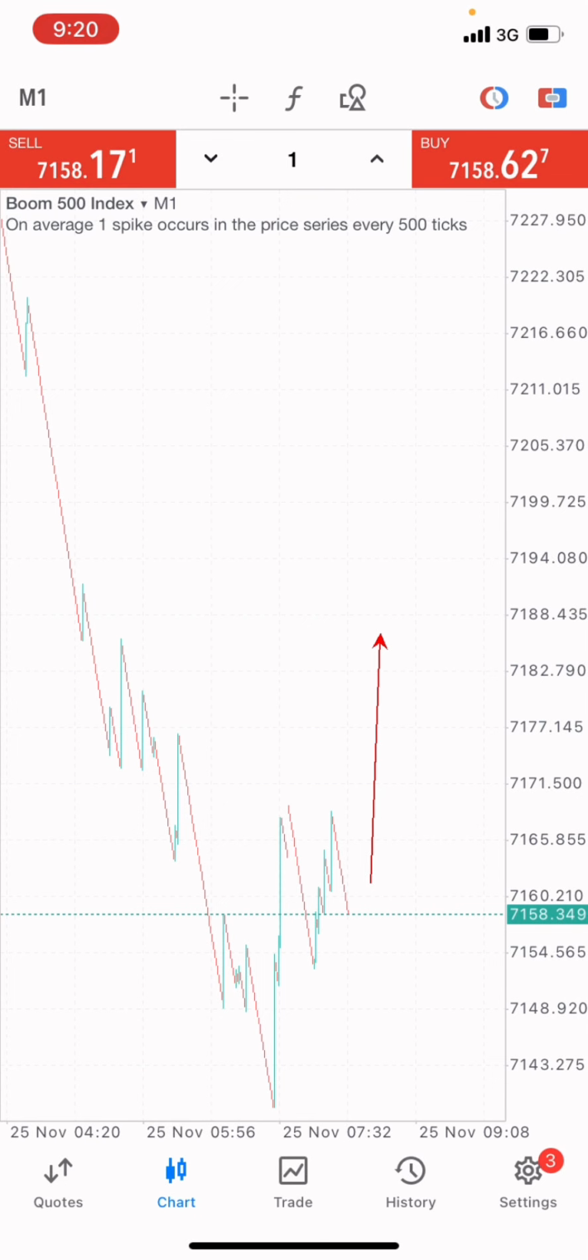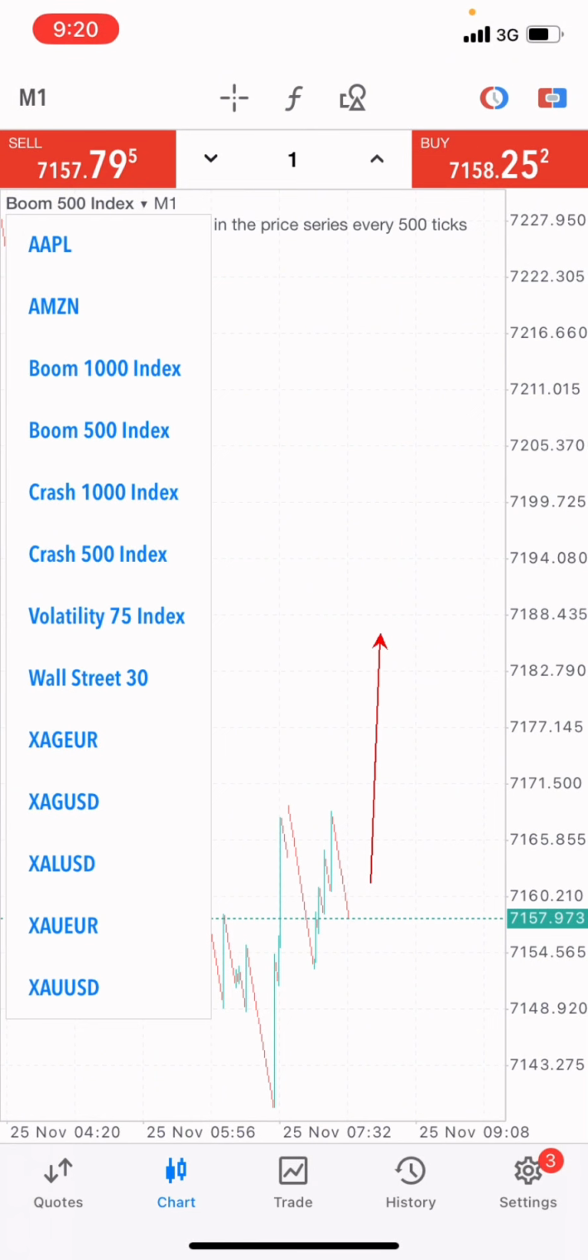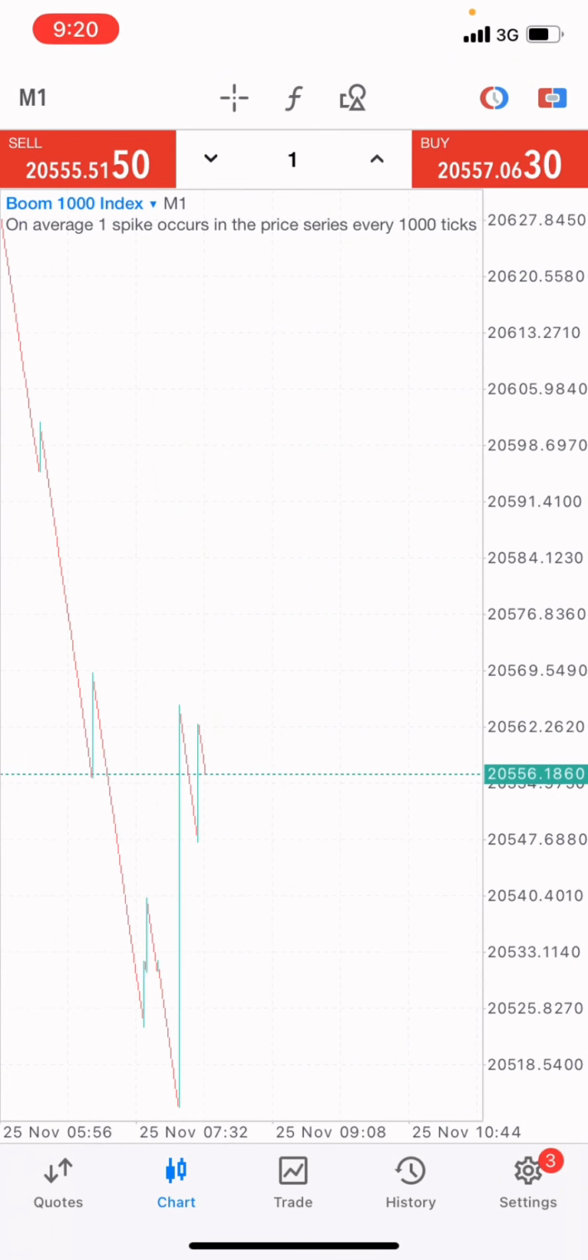Remember that when you're trading this type of market, you want to be extremely careful, and also look at other indices, look at other trading markets like Boom 500, Boom 1000, Boom 300, Crash 500, Crash 1000. Look at those other types of markets and see if you will be able to get a good entry position from that point in time. So what I'm going to do right now is go over to the Boom 1000 index and see if I will be able to get a good entry point from this point in time.